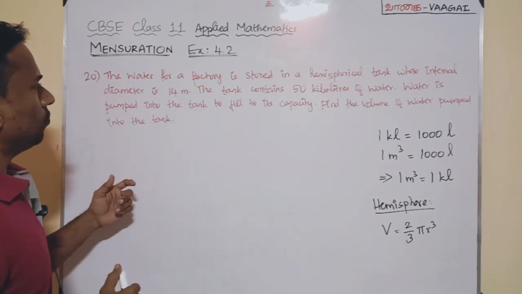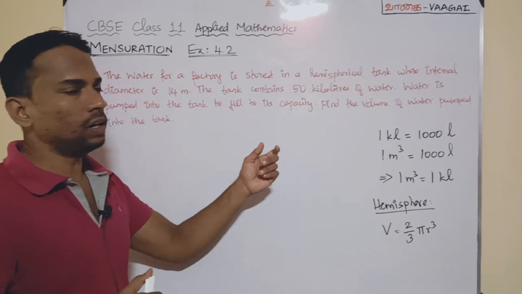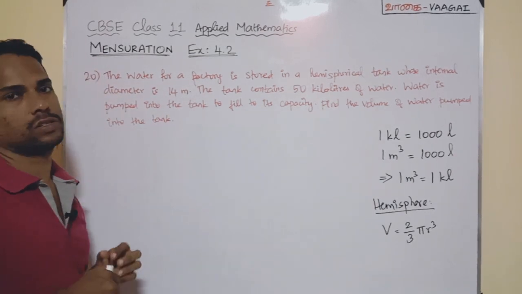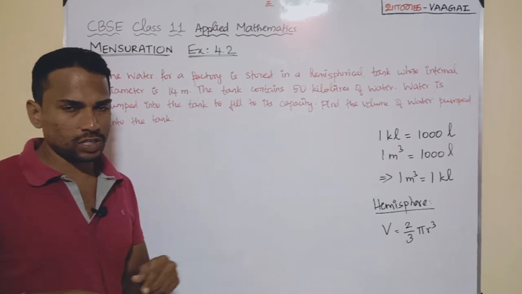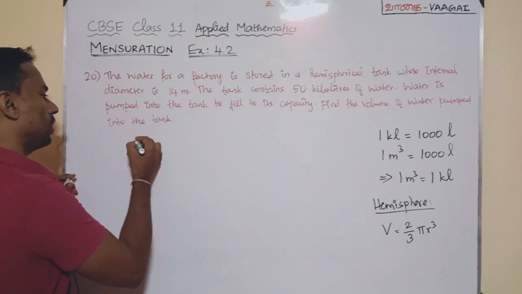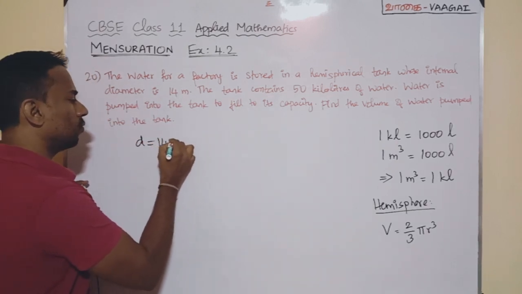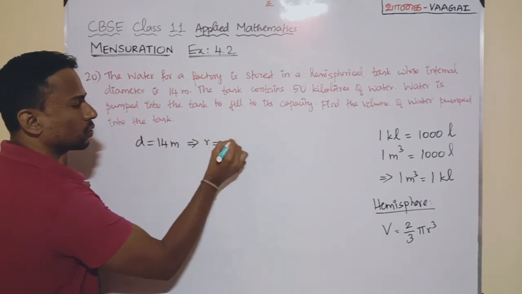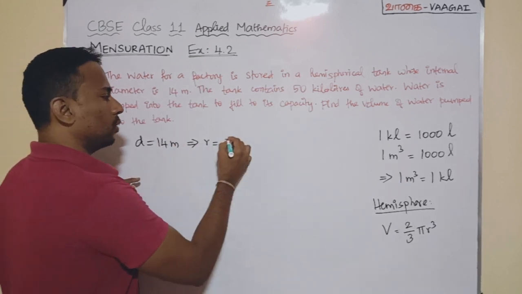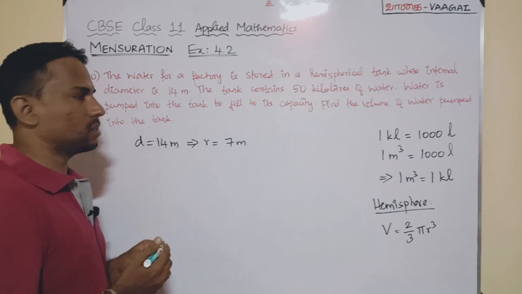The water for a factory is stored in a hemispherical tank whose internal diameter is 14 meters. So there is a hemisphere shaped tank and you have the diameter of the tank given to be 14 meters. So let's note it, diameter 14 meters. So that means what about the radius you can tell? Half of 14, which will be 14 by 2, 7 meters. So this will be the radius.